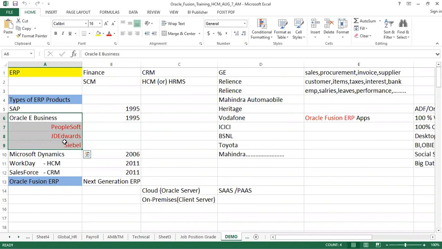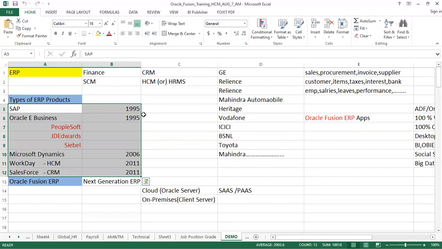Of course, Microsoft has got their own product, Microsoft Dynamics. Workday is there, and Salesforce we have, SAP is there. So these are our different ERPs, almost in all the countries we have. There might be some local ERPs which are restricted to a particular city or particular country, but globally, with branded level 5 companies, these are the different types of ERP softwares.